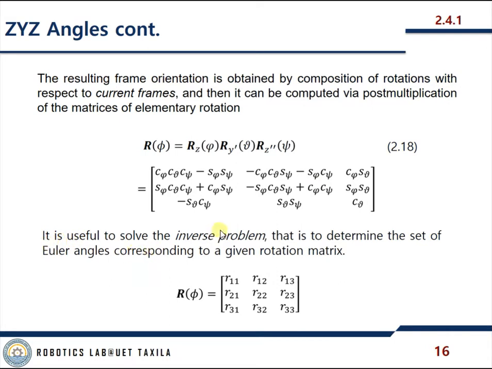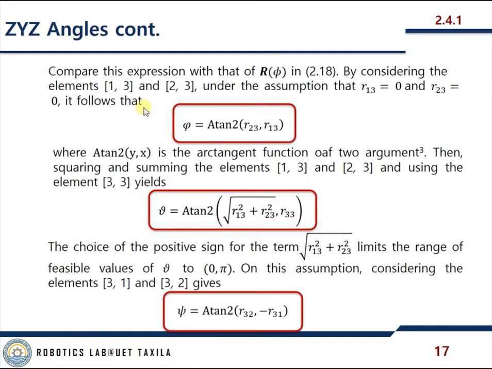It is useful to solve the inverse problem, that is, to determine the set of Euler angles corresponding to a given rotation matrix. So for example, if we have this matrix and we want to calculate these angles, how do we do that? Let's go through it.